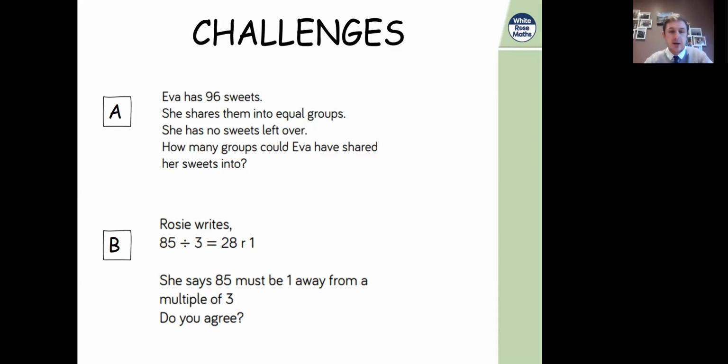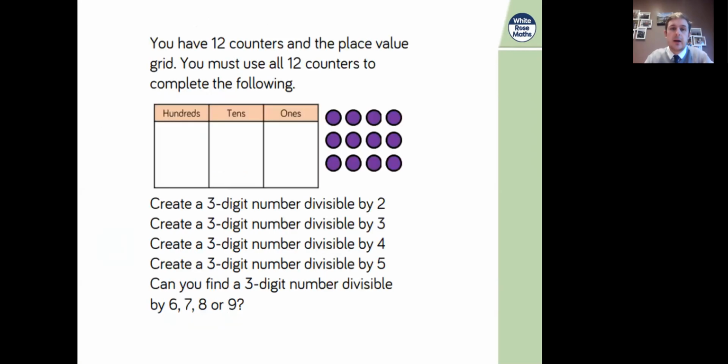Question B says, Rosie writes 85 divided by 3 is 28, remainder 1. She says 85 must be 1 away from a multiple of 3. Do you agree? And finally, you have 12 counters and the place value grid. You must use all 12 counters to complete the following. So you've got different things there you've got to do. How well can you have a go at these puzzles today? I call them puzzles because that's all they are. And there is a solution.